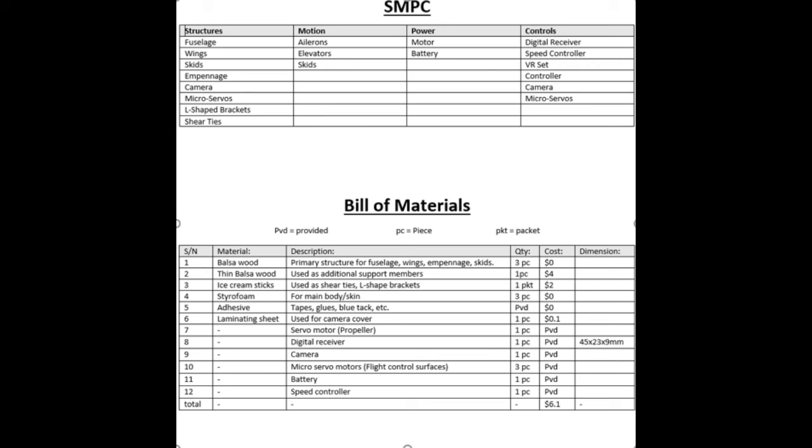And then for the camera, which will be placed underneath the plane, we'll be using a laminating sheet to ensure that the camera is able to capture images while still being safe. And then we have several parts which are provided by the school, which include the servo motor, propeller, digital receiver, camera, micro servo motors, batteries, and speed controller.